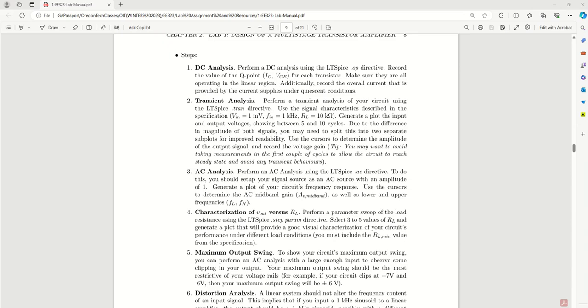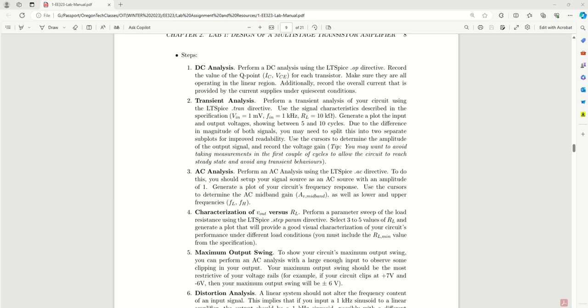Hello. In this video, we're going to continue with our CAD simulations on LTspice. For this video, we're going to go over the characterization of Vout versus RL. What that means is we're going to change the load resistor and see how it affects the output voltage. We're going to do that using the step parameter directive.